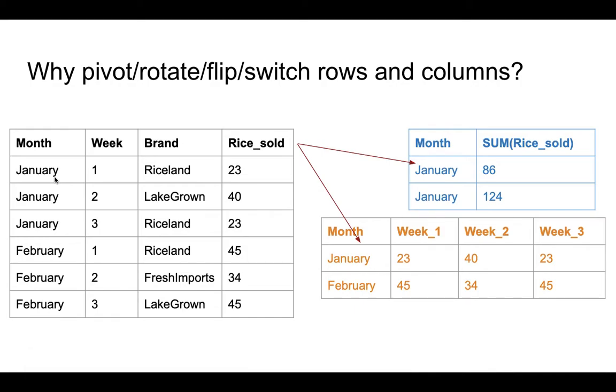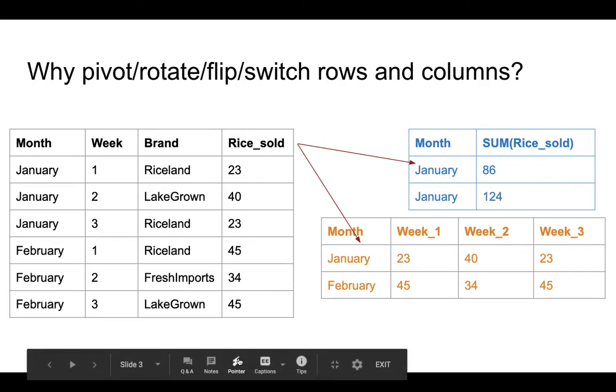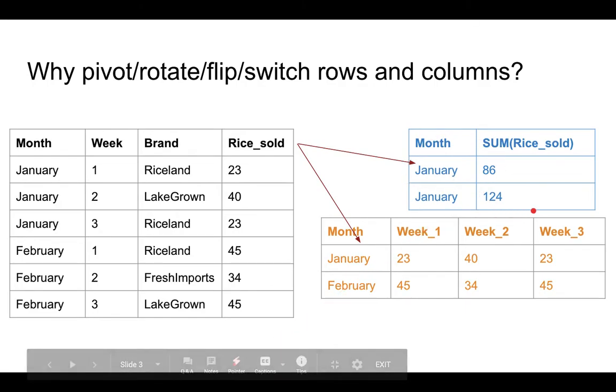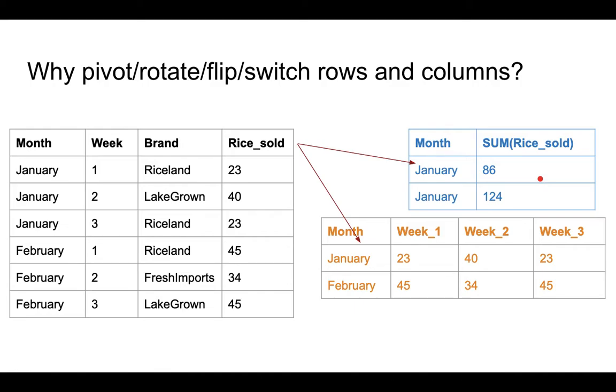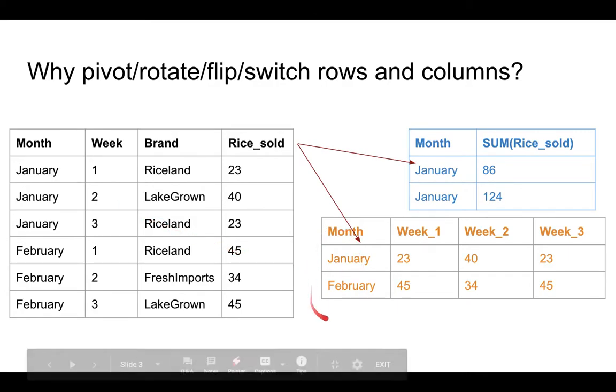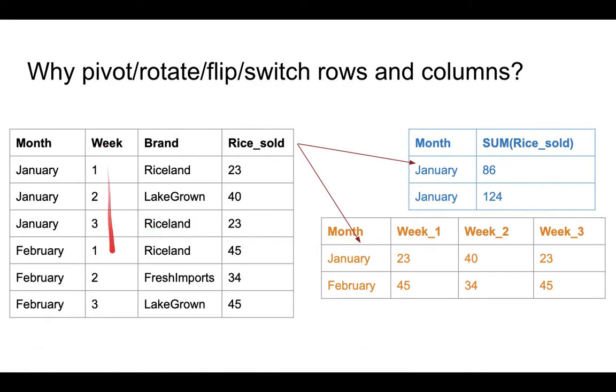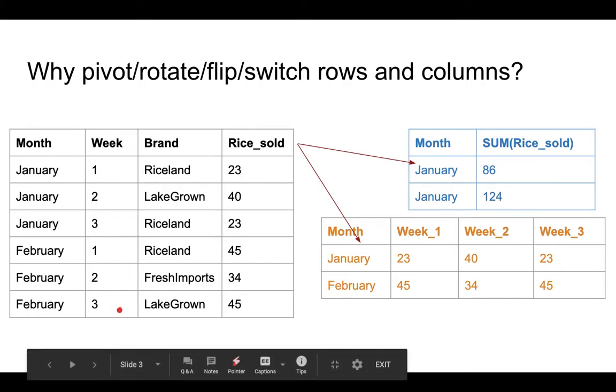Now if there is a need to see how much of the rice was sold total for each month, then we could do an aggregate sum, such as the one shown on the right hand side here. That's one need where we could use this type of pivoting.